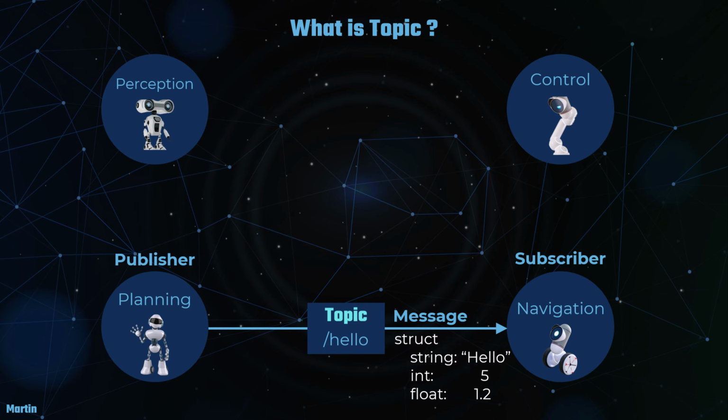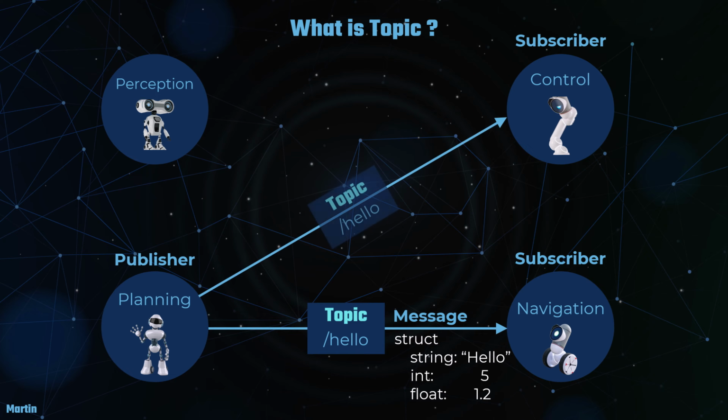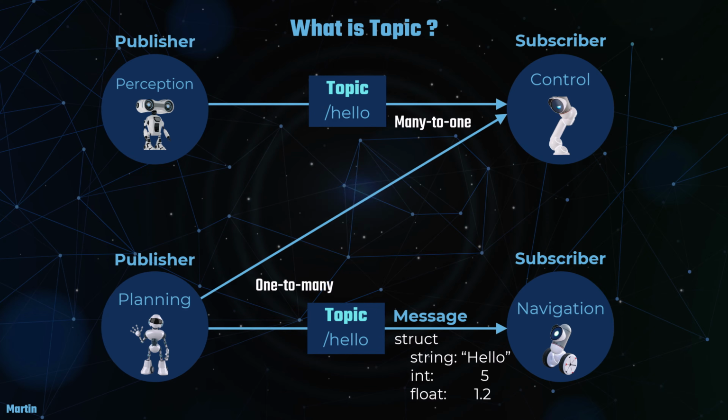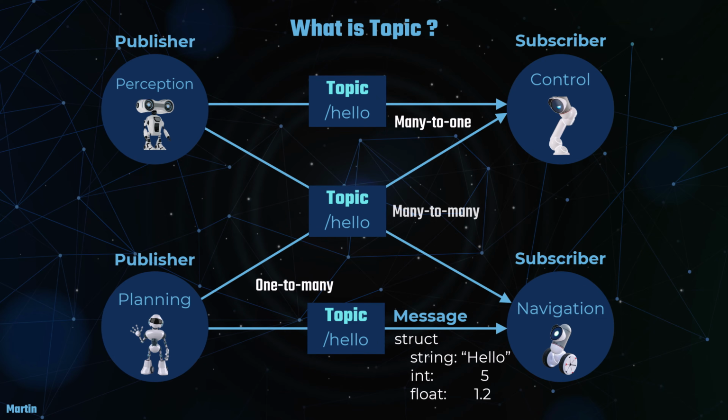ROS2 topics offer flexible communication patterns that can be adapted to various system architectures. These patterns include one-to-one, one-to-many, and many-to-one. The pattern of the ROS2 topic can also be many-to-many.